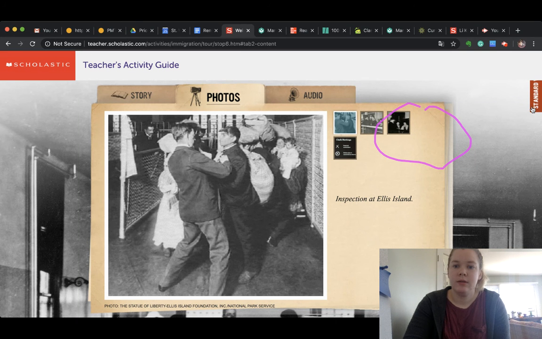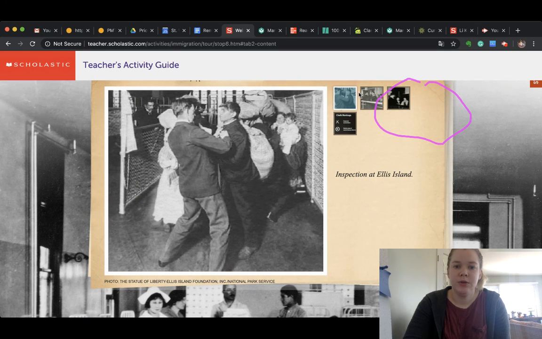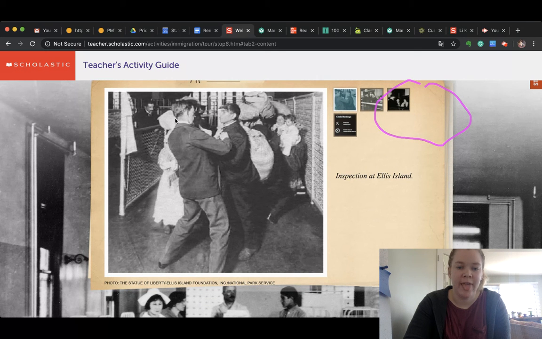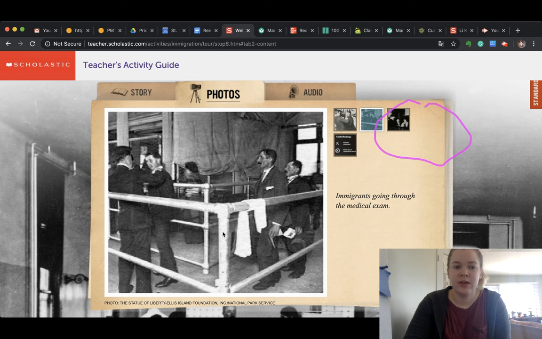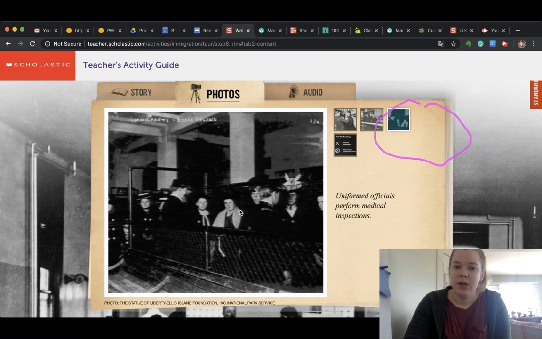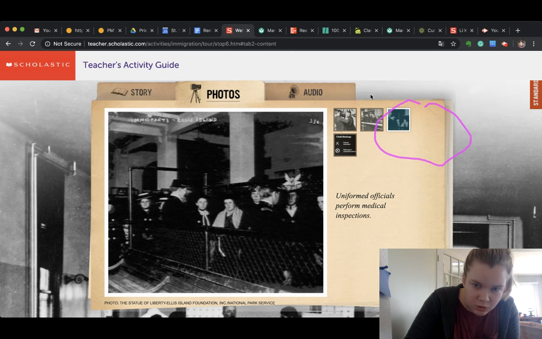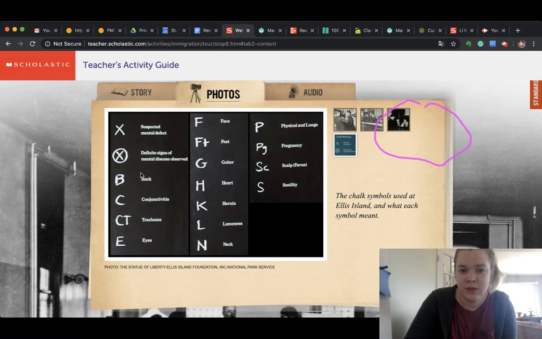But let's see. We have our photos. So these are all of our different photos. So an inspection. This is what the doctor looked like during the 6-second inspection. This is how they went through to the medical exam. This is what the uniformed officials were doing. And then these are the different chalk symbols that they would put on people that told us what the physical issue was.